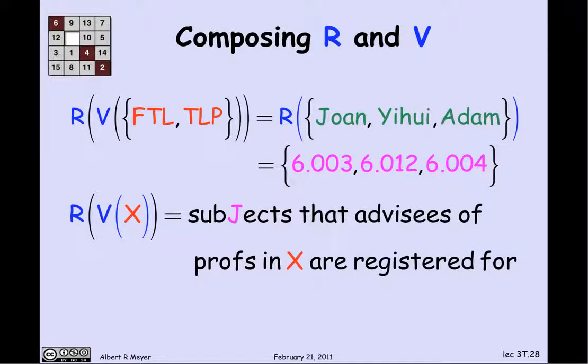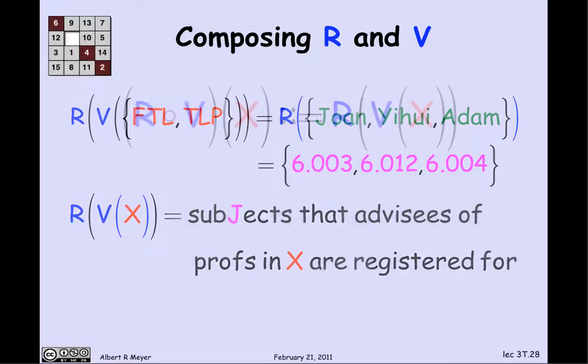So the way to understand this R of V in general is you start off with any set X of professors in the domain. You take V of X, the advisees that they have, and then you take R of the advisees and you get the subjects that the advisees are taking. So R of V of X is the subjects that advisees of X are registered for.